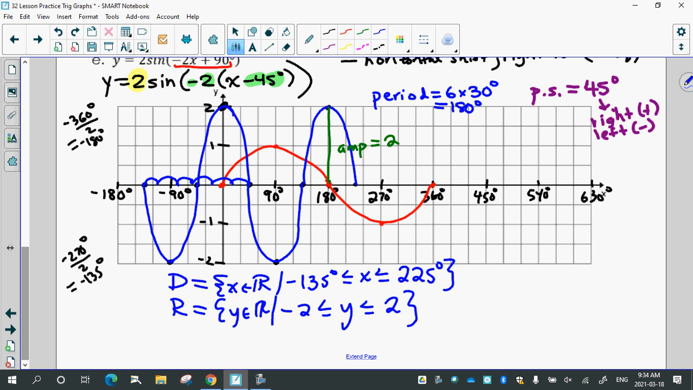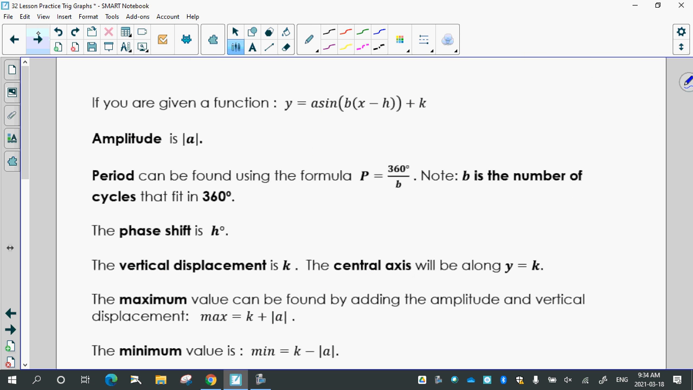Okay, so that's the idea, that there's lots of practice so that you get good at it. So if you're given a function in this form, some good things to know without graphing it: you can tell what the amplitude is. The amplitude is connected to the A value. We say it's the absolute value of A because it can never be negative. If you remember way back when we did absolute value, the absolute value of negative 2 is positive 2. So if A happens to have a negative sign in front of it, just ignore it.